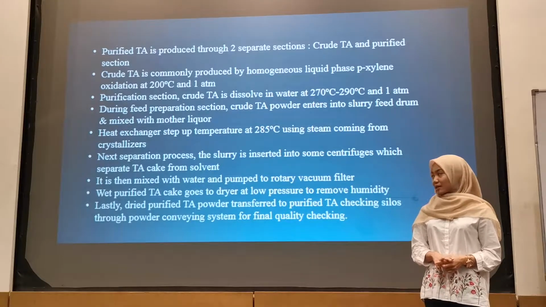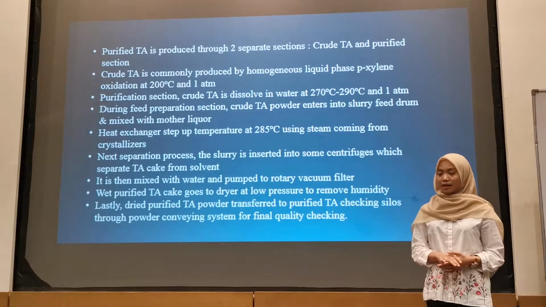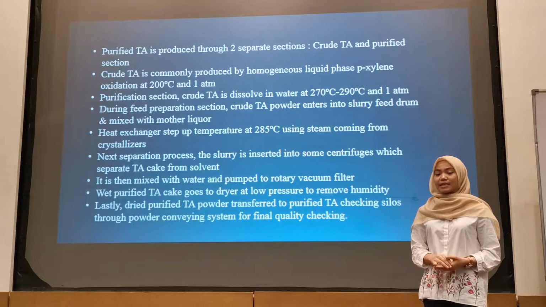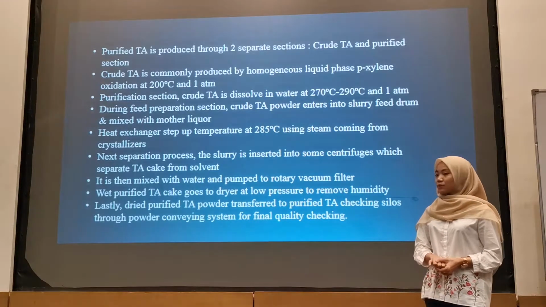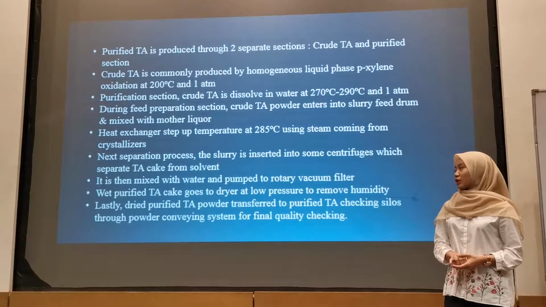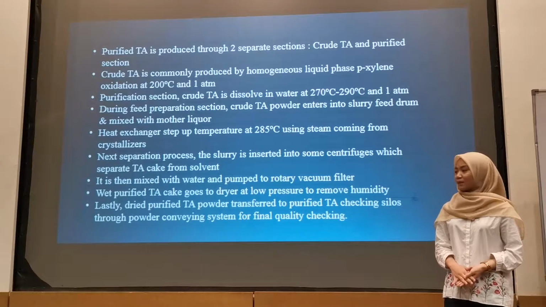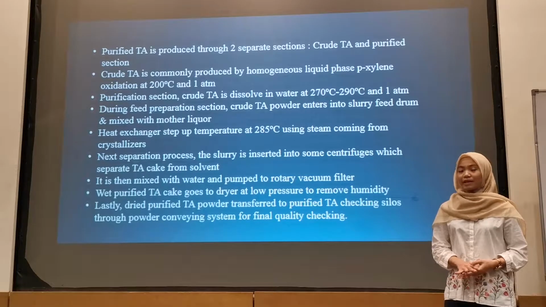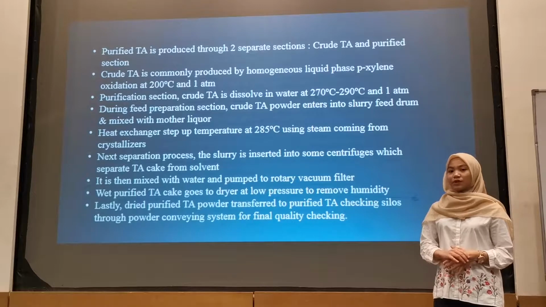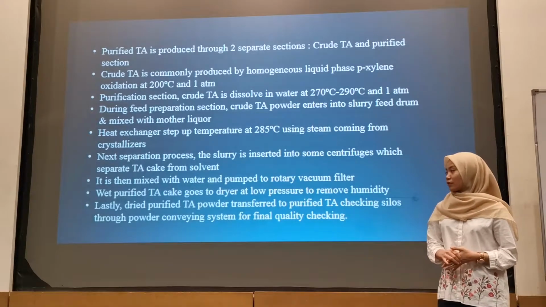Next, in the separation process, the slurry is fed into centrifuges, which separate the TA cake from the solvent. It is then mixed with water and pumped to a rotary vacuum filter. The wet purified TA cake goes to a dryer at low pressure to remove the humidity. And lastly, the dried purified TA powder is transferred to the purified TA silos through a powder conveying system for storage.